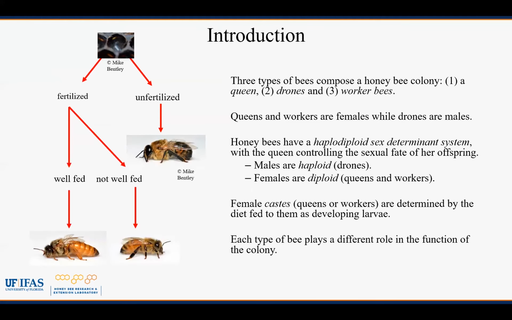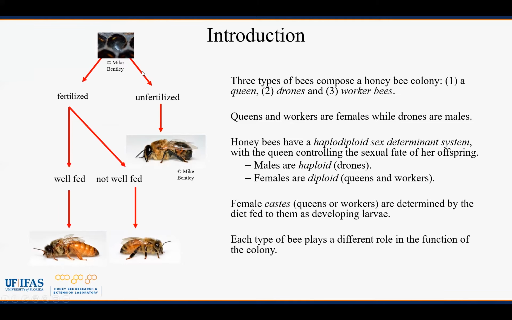And anytime I start a talk about worker honeybees, I always start with this slide. And it's the most complicated slide that you're going to see in the whole presentation. But given that I'm speaking to beekeepers, I'm sure that you are all very familiar with this topic. As you all know, there are three types of bees in a honeybee colony. They are the queen, the drones, and the worker bees.